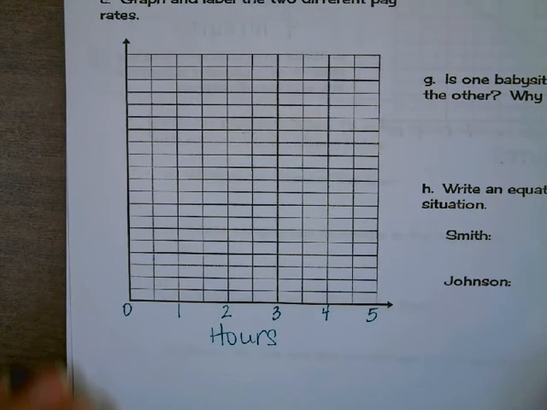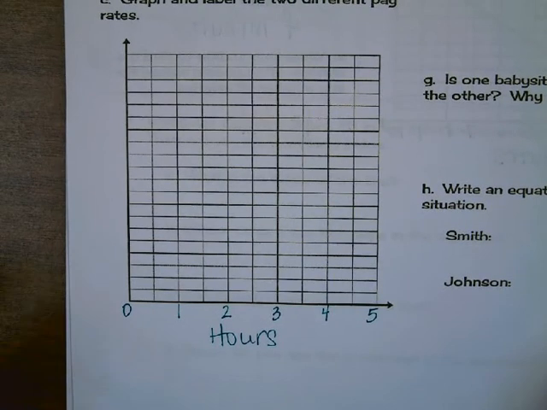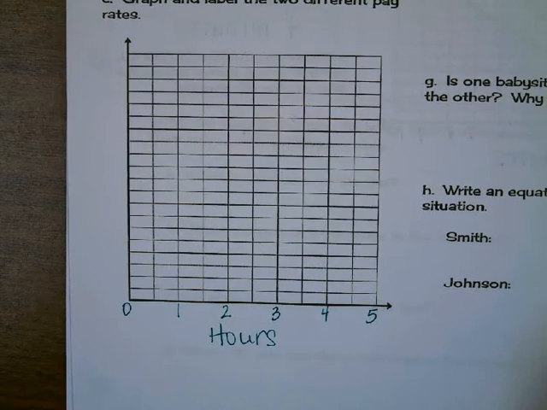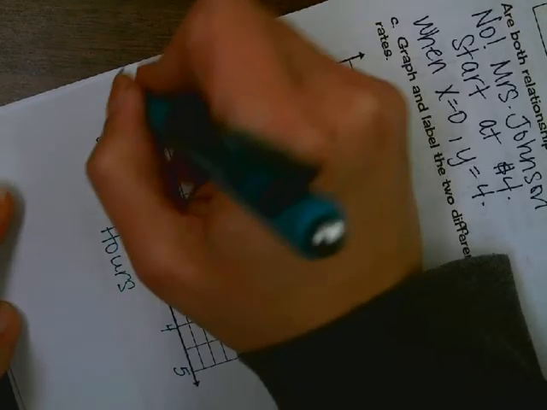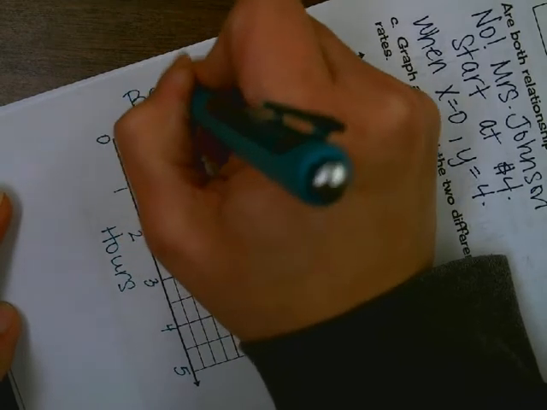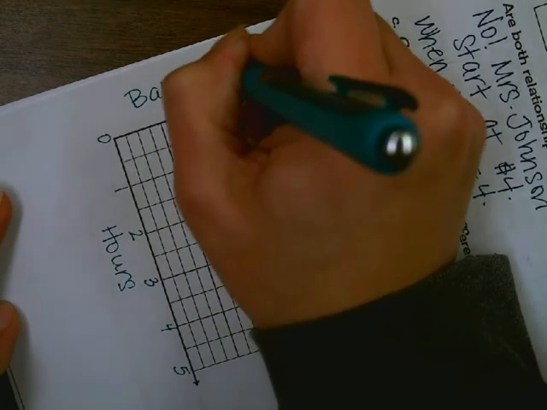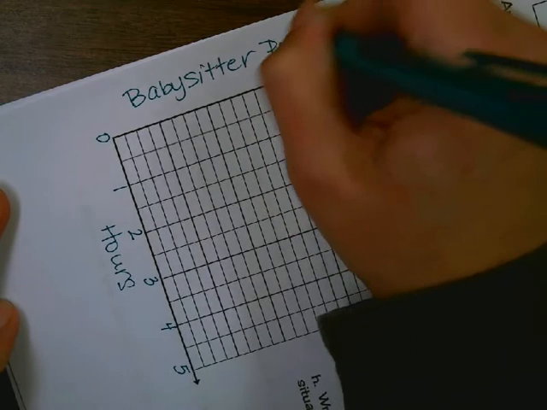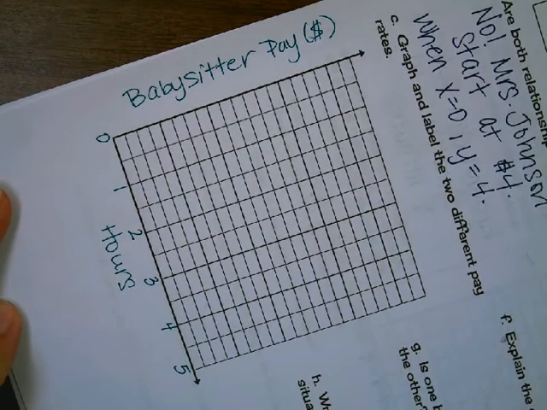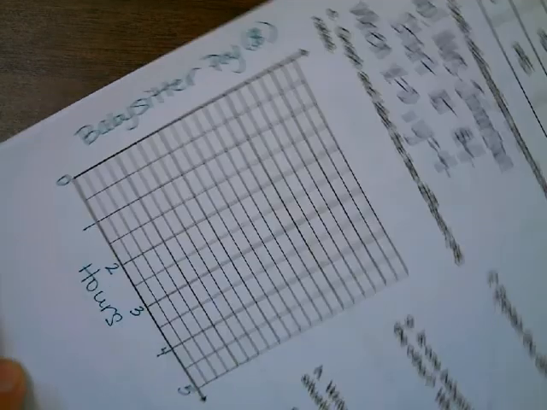So make sure your scale starts from 0. So my y-axis, we can't write Smith and Johnson because these are two different things. So we've got to come up with something that we can label them so that we can understand what we're looking at. So if we look back at our context, it says that Mrs. Johnson and Mrs. Smith pay babysitters differently. So literally, that's what I'm going to label my graph, my y-axis. I'm going to label that as babysitter pay.